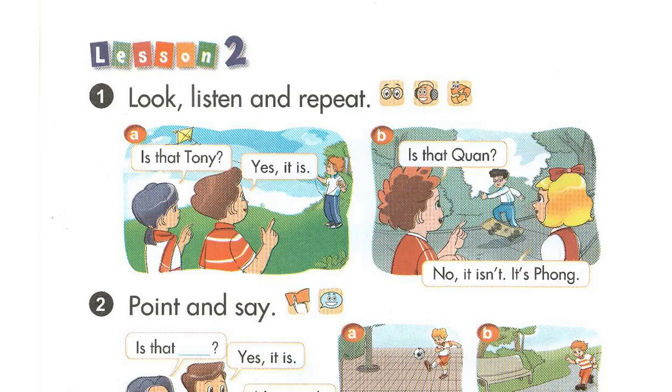Page 20. Lesson 2. Activity 1. Look, listen, and repeat. A. Is that Tony? Yes, it is. B. Is that Quan? No, it isn't. It's Fong.